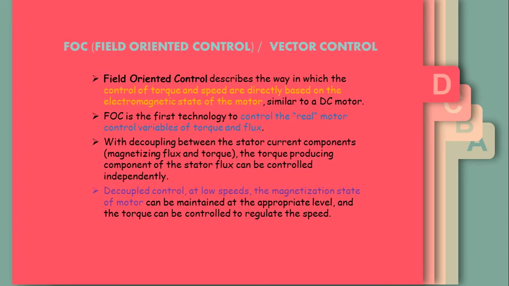The field-oriented control is otherwise known as vector control. It describes the way in which the control of torque and speed are directly based on the electromagnetic state of the motor, which is similar to the operation of a DC motor. FOC is the first technology to control the real motor control variables of torque and flux. With decoupled control at low speeds, the magnetization state of the motor can be maintained at the appropriate level, and the torque can be controlled to regulate the speed. With this decoupling between the stator current components, the torque producing component of the stator flux can be controlled independently.